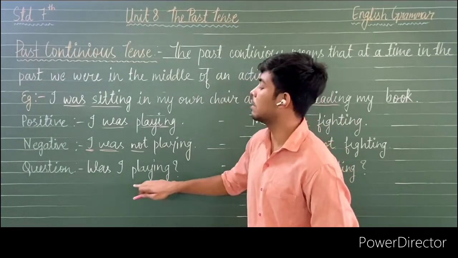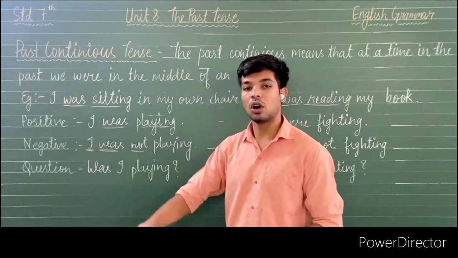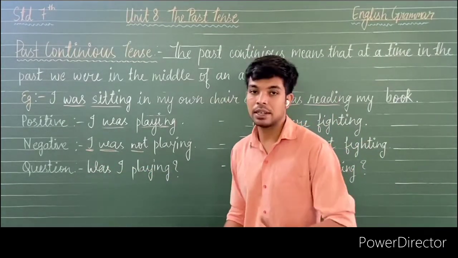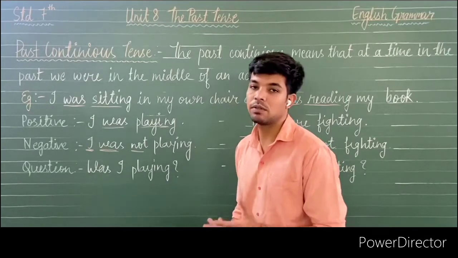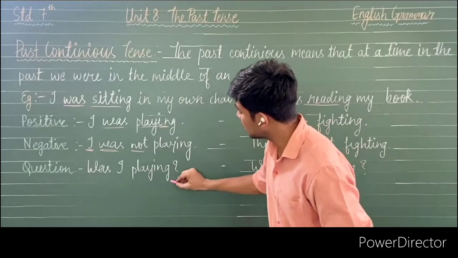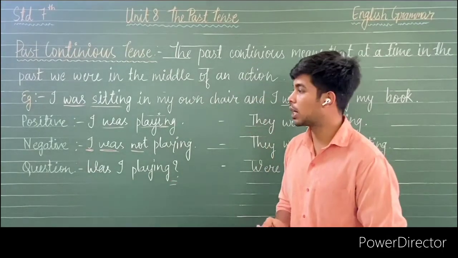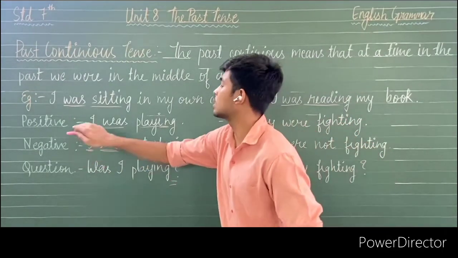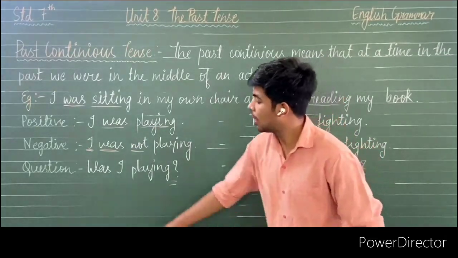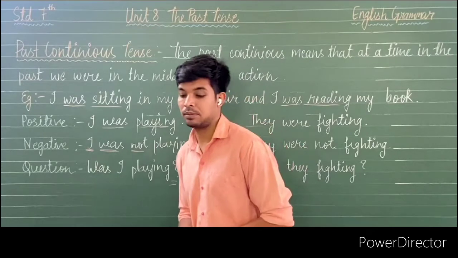So here, if we replace the position of was and I, we will make the sentence into the question form of the past continuous tense, and at last we have to add the question mark. So this positive sentence, I was playing, will become the question form, like, was I playing.